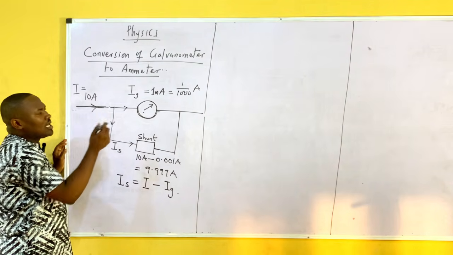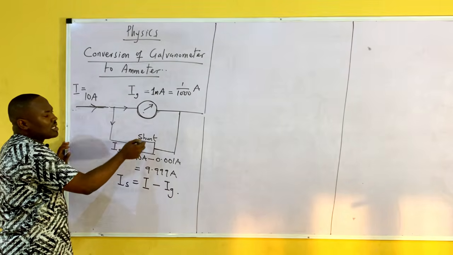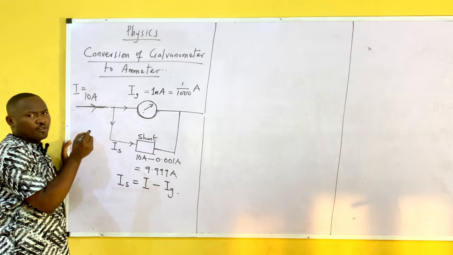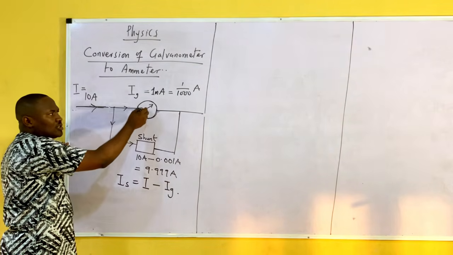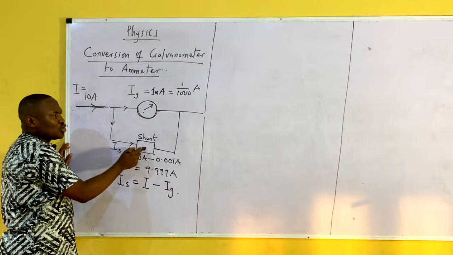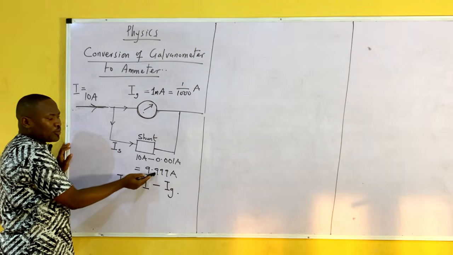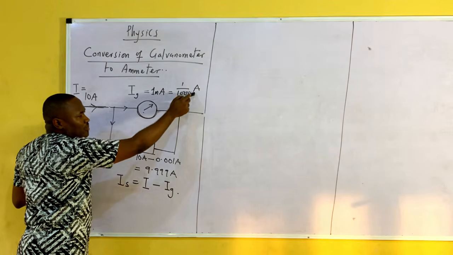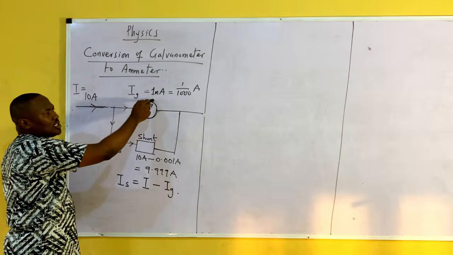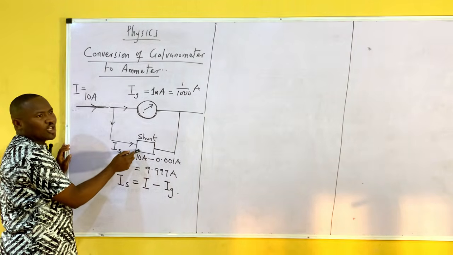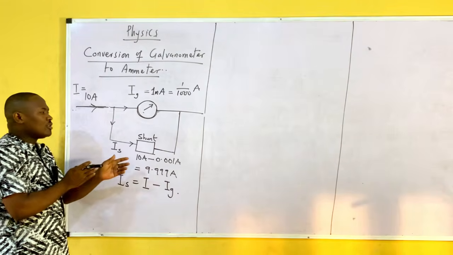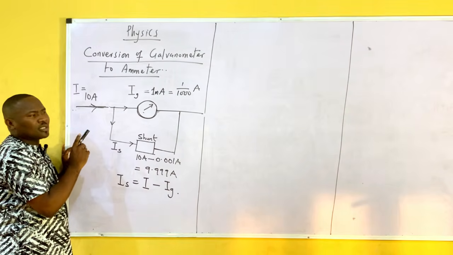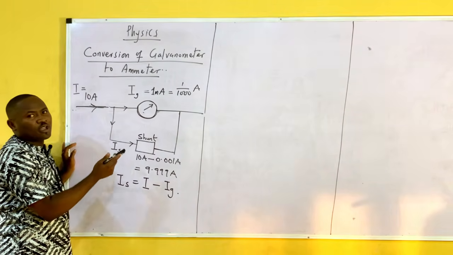Now, note that these two components are in parallel. So they have the same voltage but different current. The galvanometer and the shunt have different current, 9.99 ampere and 0.001 ampere. But whatever is the voltage here is equal to the voltage here. So I can easily solve for the resistance of the shunt and for the resistance of the galvanometer, because Ohm's law states that V equals IR.